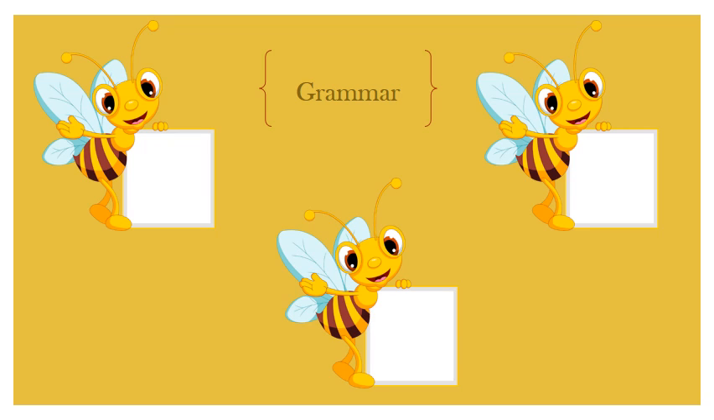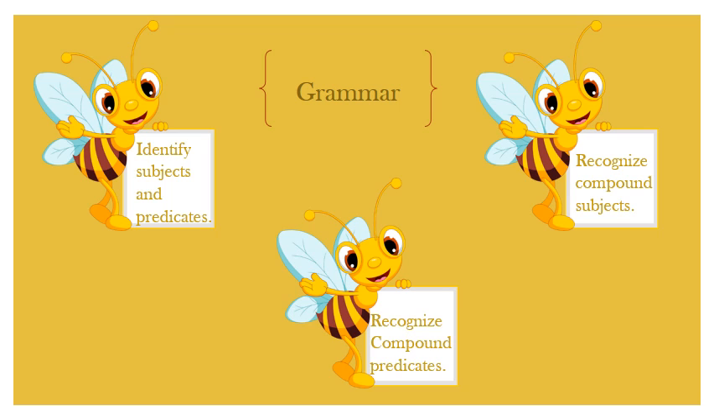The lecture, as you know, this time will be divided into two parts, grammar and writing. What are you going to be able to do at the end of the grammar part? You will be able to identify subjects and the predicates of the sentence. You will be able also to recognize compound subjects, and you will be able to recognize compound predicates. What do we mean by compound subjects and compound predicates? Stay up with me and you will know everything.